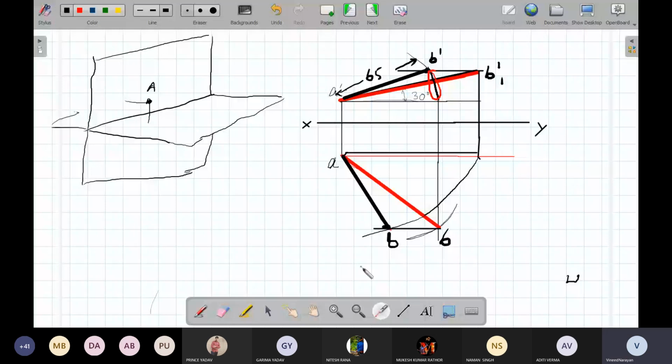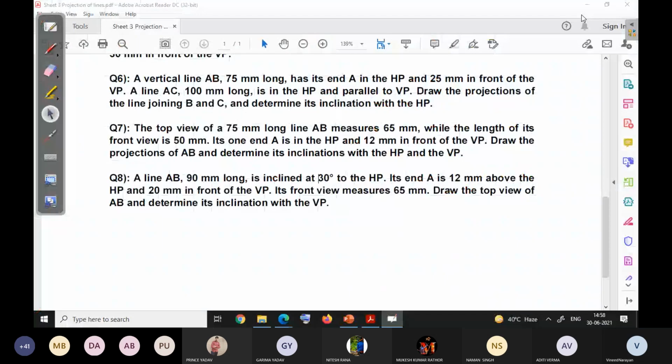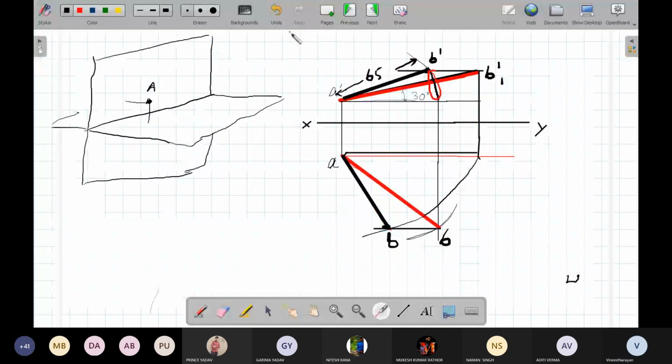So those who have not understood this concept, let's take a 10 to 15 minute class. So I have this horizontal XY.